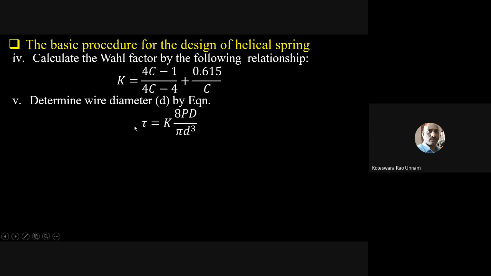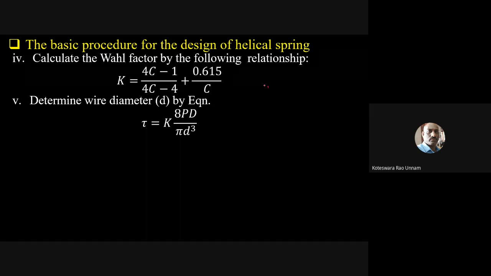Then I'll find the wire diameter using this relation. Here I know this tau, that is the allowable stress, which I estimated in the second step. In this equation, I can convert it in terms of C also. I know the K value here because I already fixed the C value. The spring index is fixed in the third step. Once I fix the C value, I can calculate K using this relation, and substitute it here. In this, I know tau and K. This D I can write in terms of the spring index also.